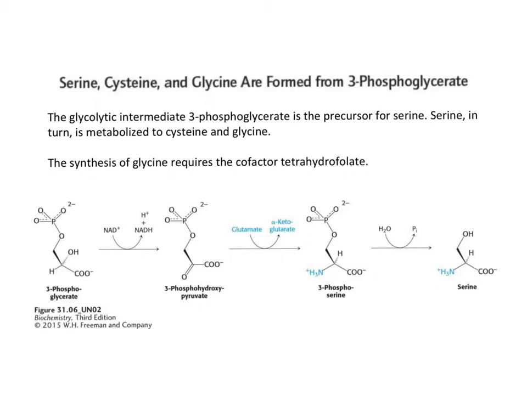Okay, so talking about serine. Serine, cysteine, and glycine are all made from this 3-phosphoglycerate here. I'm going to talk about how you make serine and then talk about glycine and cysteine later on.